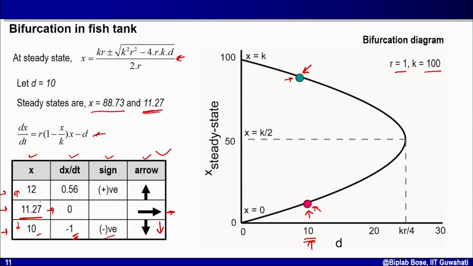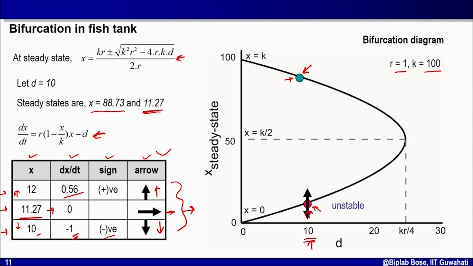I have taken the slightly higher value, 12. Again, using the same ODE, I put the value of x as 12 and take r equal to 1, k equal to 100, d equal to 10. I get 0.56 and the sign is positive. That means the arrow will be pointing up. So what I can do, I can put the arrows on this red dot based on this result that I have got in a tabular fashion. So that's what I have done.